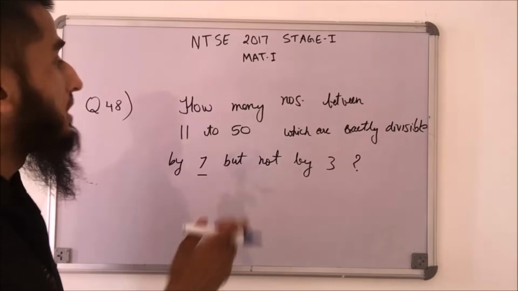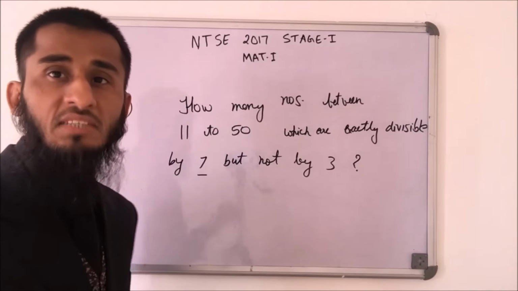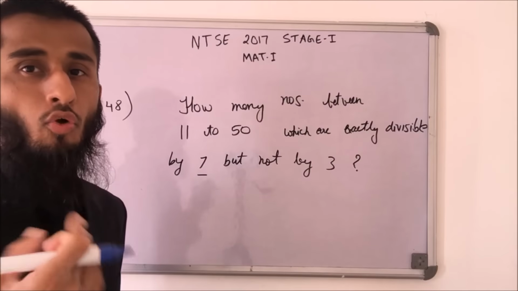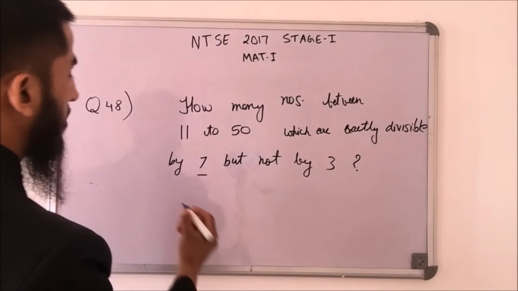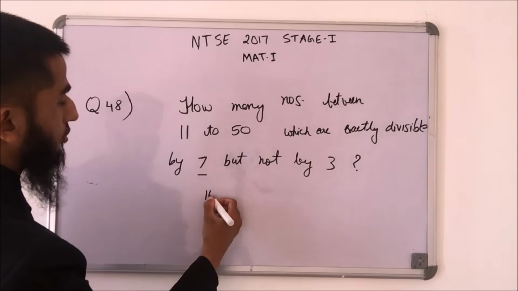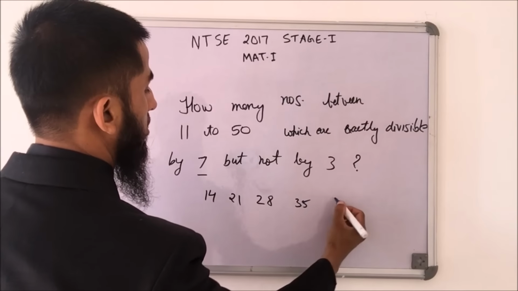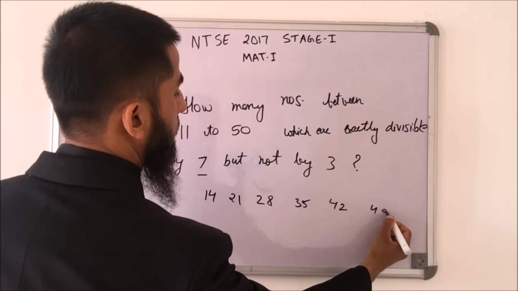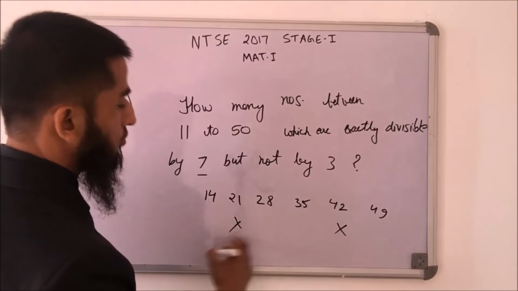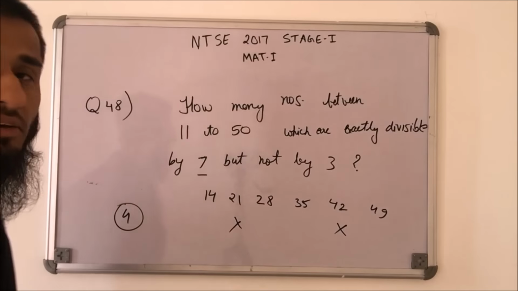Here we have to find out the numbers between 11 to 50 which are divisible by 7 but not divisible by 3. It means we have to find out the numbers which are divisible by 7 but not divisible by 21. 7 times 3 is 21. So let's write down the numbers which are divisible by 7: from 11 to 14 we get 14, then we have 21, then 28, then 35, 42 and 49. Now the numbers which are divisible by 21 are 21 and 42. So we have to remove these two. So we are left with 1, 2, 3, 4. So total 4 numbers are there which are divisible by 7 but not by 3.